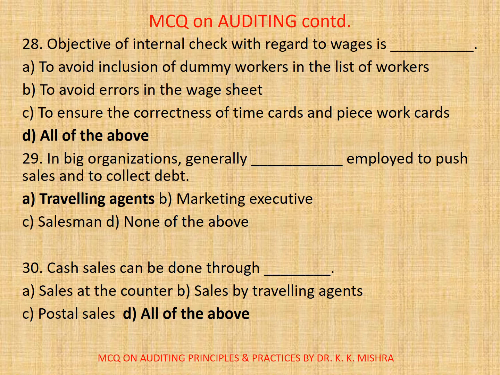30. Cash sales can be done through dash. A. Sales at the counter, B. Sales by traveling agents, C. Postal sales, D. All of the above. Correct option is D. All of the above.